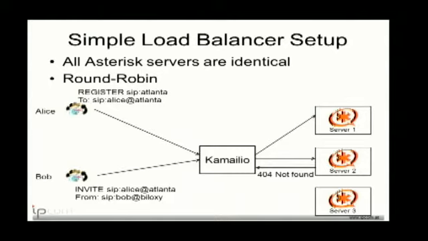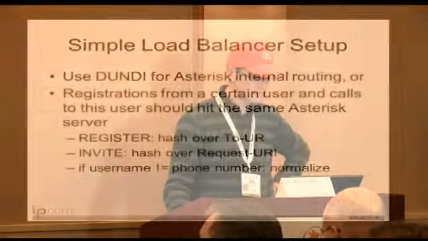In this case, a workaround would be to use, for example, DUNDi between your Asterisk servers, so that every server knows, if a client is not registered locally, on which Asterisk server it is registered. Or a workaround would also be to not use round robin, but to use load balancing based on the from or to URI of the SIP request.